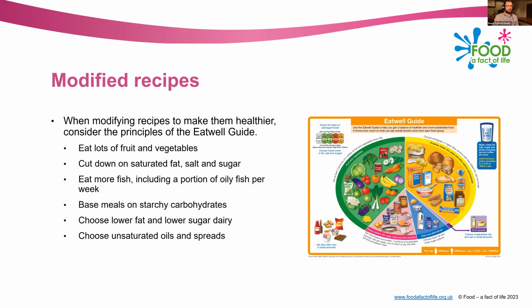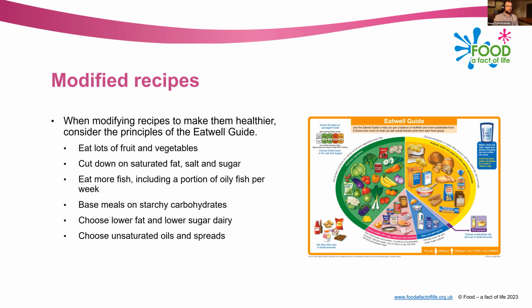So one of the things that we talked about a little bit throughout is modifying recipes. When you modify your recipes to make them healthier, always consider the principles of the Eat Well guide. So the key messages: eat lots of fruit and vegetables, cut down on saturated fat, salt and sugar, eat more fish, including a portion of oily fish per week, base meals on starchy carbohydrates, choose lower fat and lower sugar dairy products, and unsaturated oils and spreads.